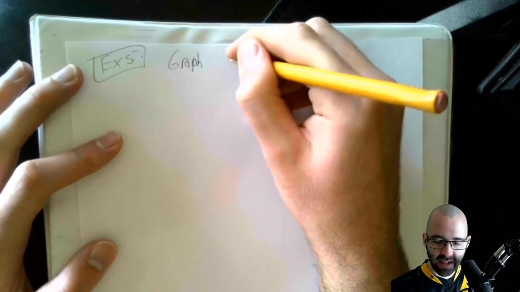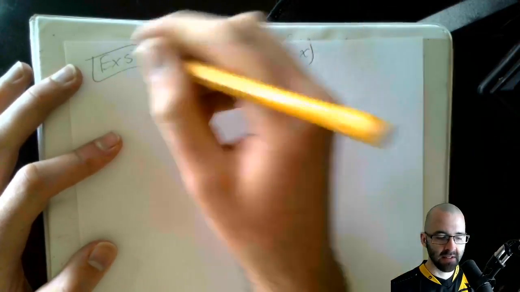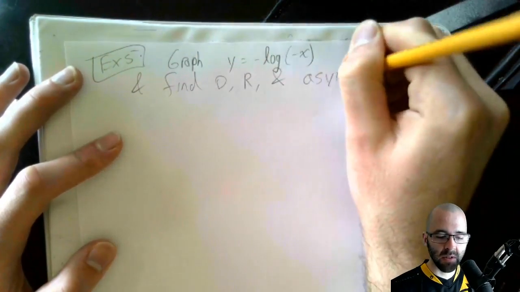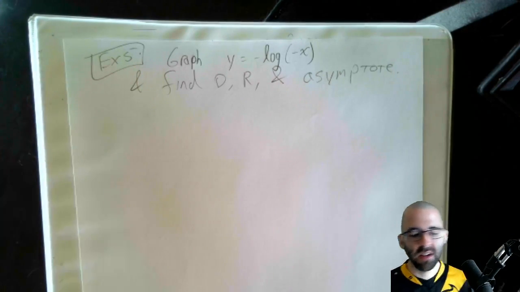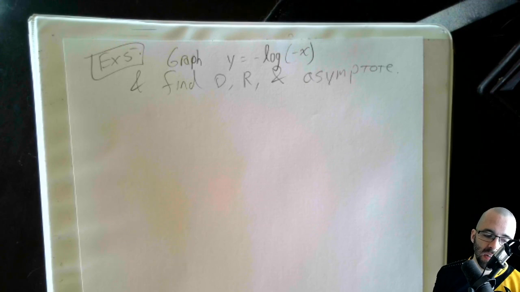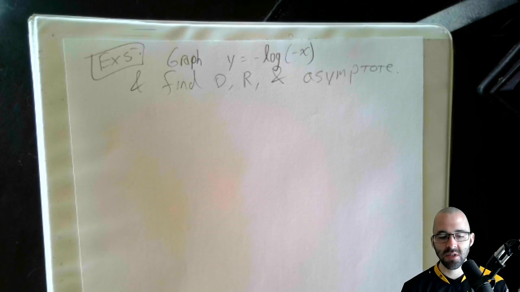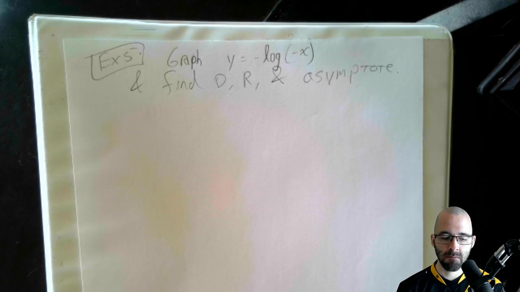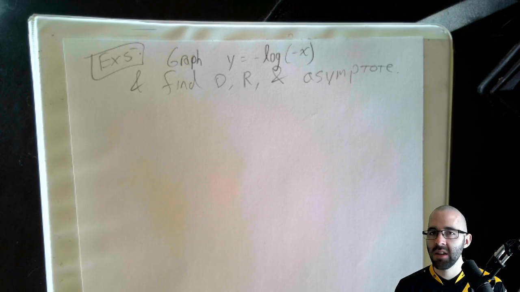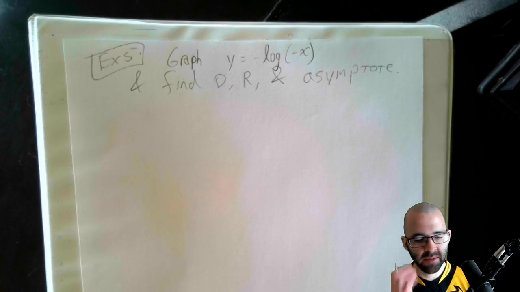Graph y equals negative log of negative x. And again, find the domain, the range, and the asymptote. So again, we can approach this problem the same way we approached the last problem, right? If we just start by graphing the log of x and then use function transformations, we could do that. And if you wanted to graph the log by graphing its inverse function, 10 to the x, you could do that as well. All right? So a lot of things that you could do here.